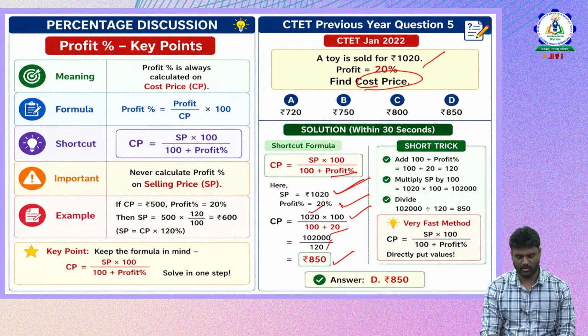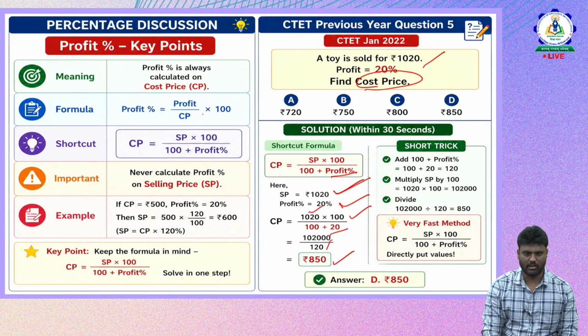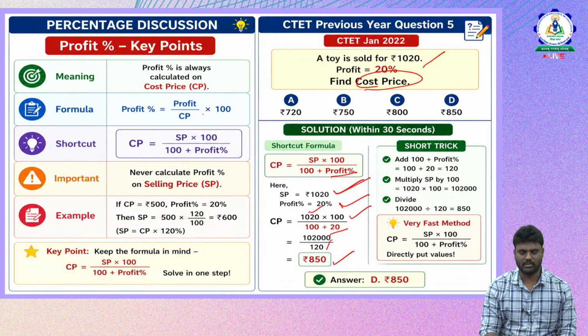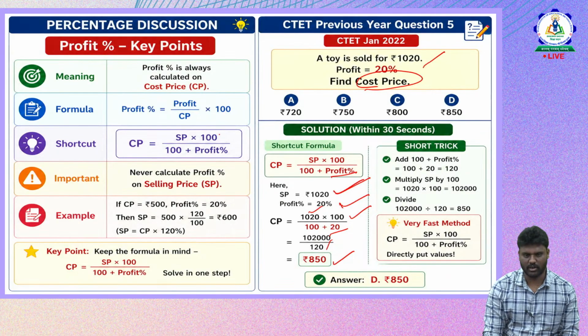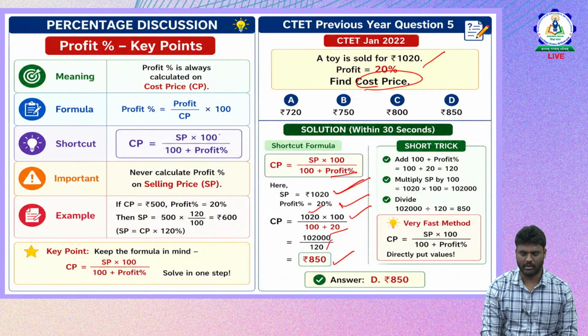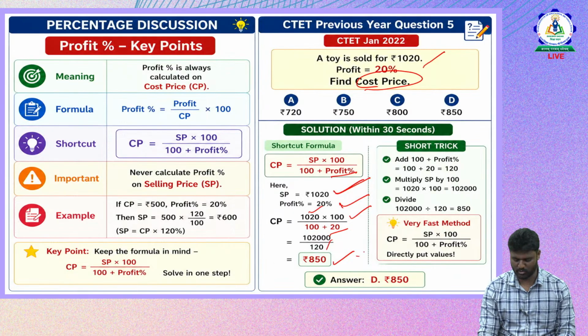Remember the formula: when they ask you to identify the profit percentage, it is profit by cost price into 100. Similarly, when they ask to identify the cost price, it is selling price into 100 divided by 100 plus profit percentage. When you apply these values, we'll get the answer. Very simple one.